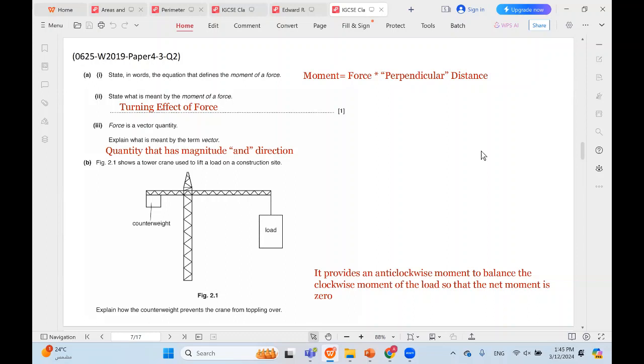In question B, figure 2.1 shows a tower crane used to lift a load on a construction site. Explain how the counterweight prevents the crane from toppling over.